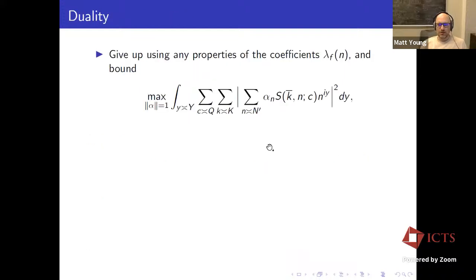So now we've got this complicated thing, and we're going to stop using any properties of these GL3 coefficients and use duality. Again, this is the same method that the short interval authors use. They use duality. So then we want to bound this norm.